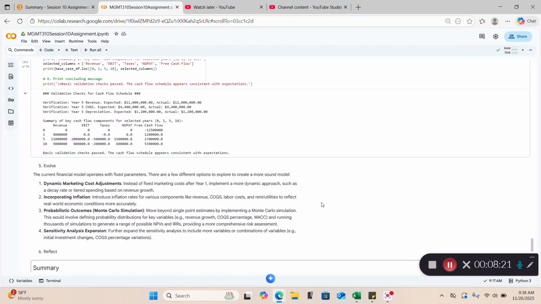model. The next thing would be incorporating inflation to make it, again, a more real world applicable scenario model. The next would be a probabilistic outcome, something like a Monte Carlo simulation, where we move beyond point estimates by implementing that simulation. This would include defining probability distributions for our key variables and running a bunch of simulations to generate possible random values of NPVs and IRRs to get a more whole look at it, then going on the average of those simulations.